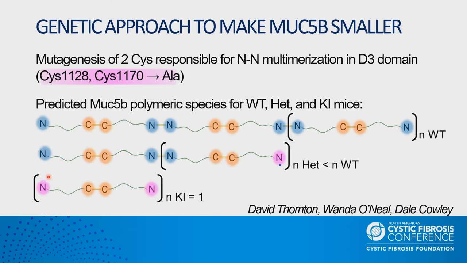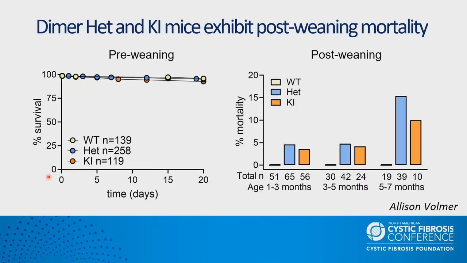So at this point, this line got its colloquial name. We call them dimer mice because of the knock-ins. These heterozygous mice for this mutation are fertile. We bred them and we characterized the progeny. Mice are born in the expected Mendelian proportions and we observe no mortality before weaning. However, after weaning, we see sporadic but consistent mortality of both the heterozygous and the knock-in mice. So mice that make shorter mucins die, and mice that make very short mucins die.